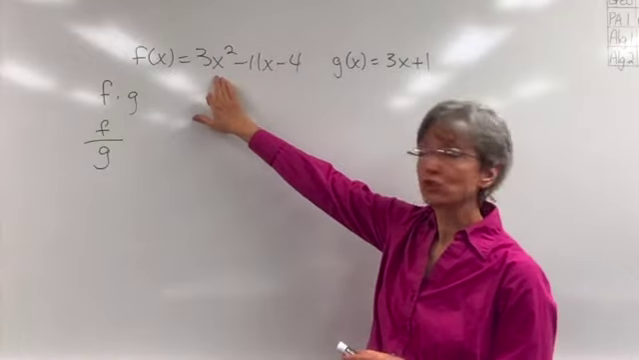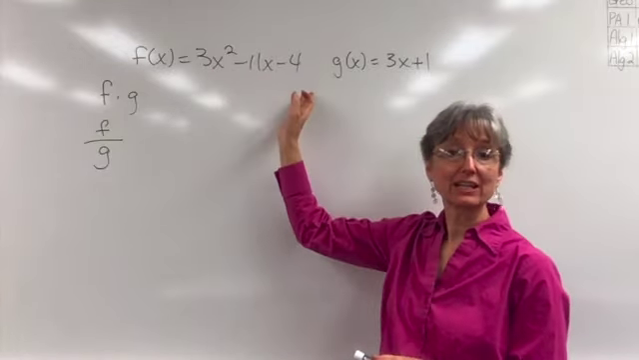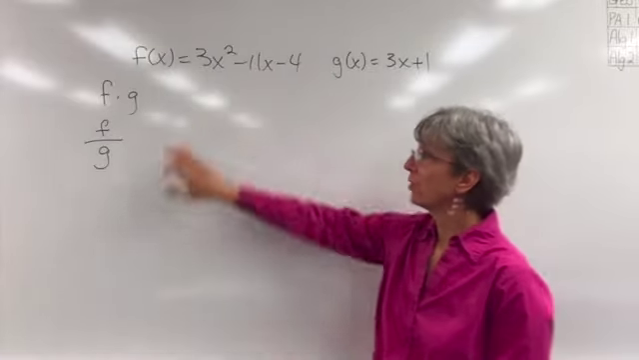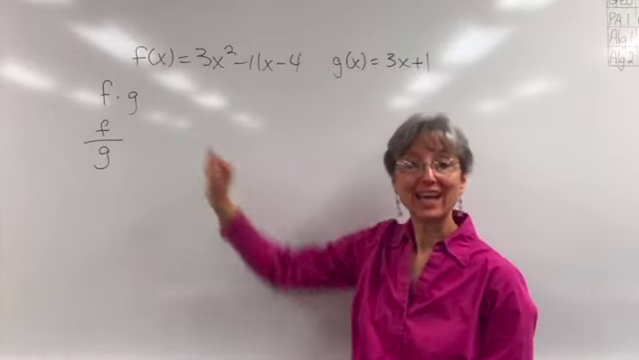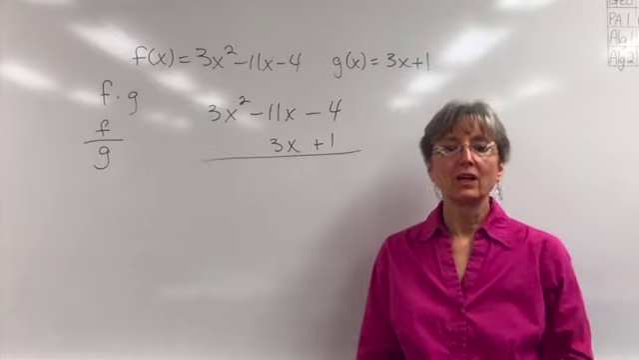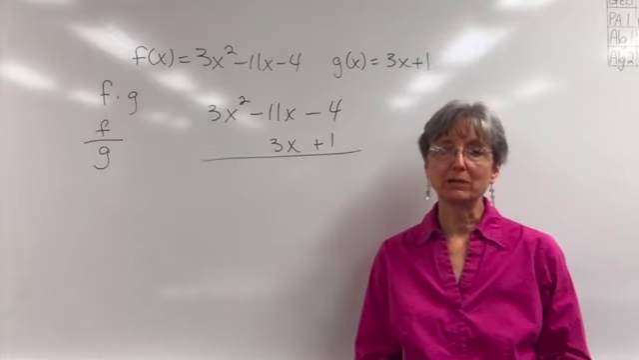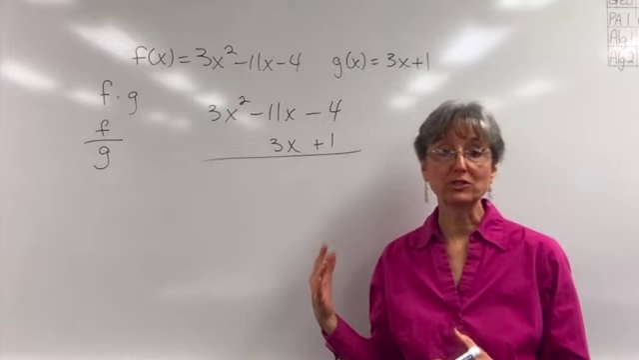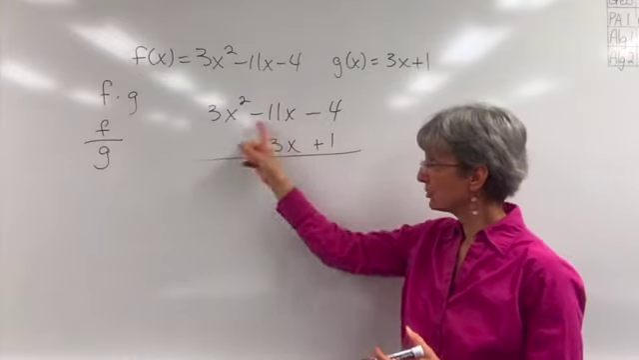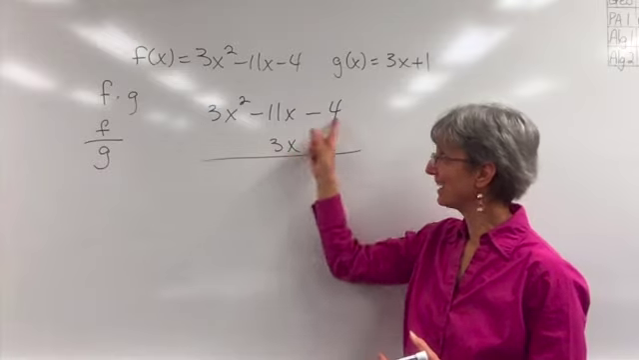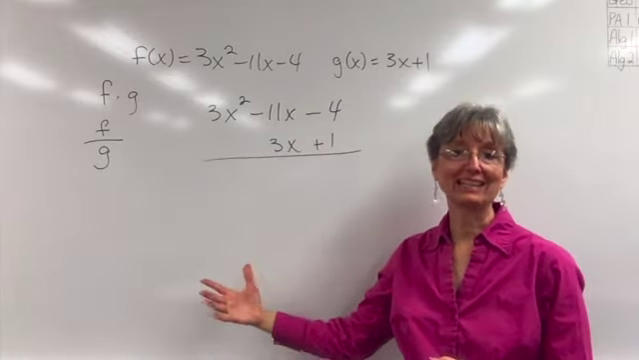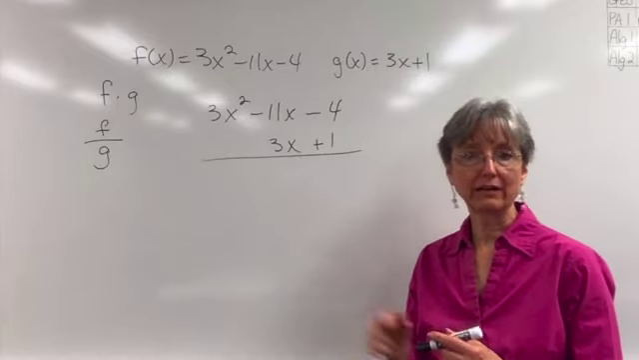This f of x is 3x squared minus 11x minus 4. G of x is 3x plus 1. We're going to start by going f times g. When I multiply a trinomial by a binomial, I set it up just like this, like you used to do division of big numbers in elementary school. First, I multiply all this times 1. Then I multiply each of these by 3x, combining like terms and adding. So watch me go through this kind of fast.